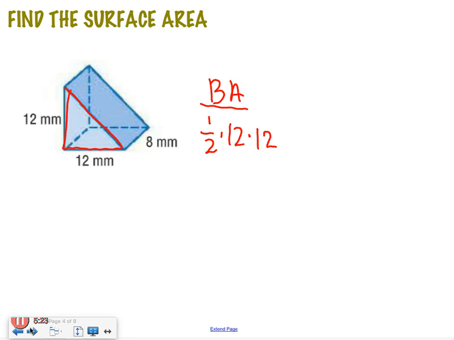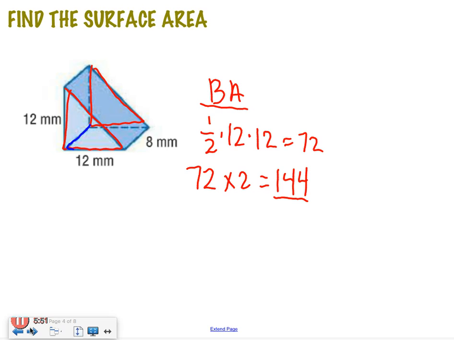What's 6 times 12? 72. And you see how there's a back triangle too? So I can multiply that by 2. 144. You could just not divide by 2, but then if you multiplied by 2 it'd be twice as big. That's why I want you to remember to always multiply by 2.